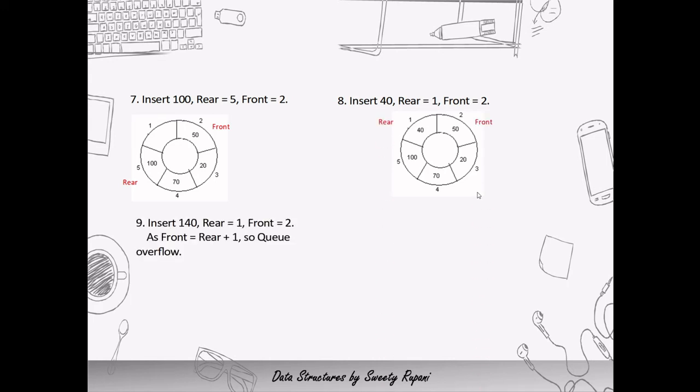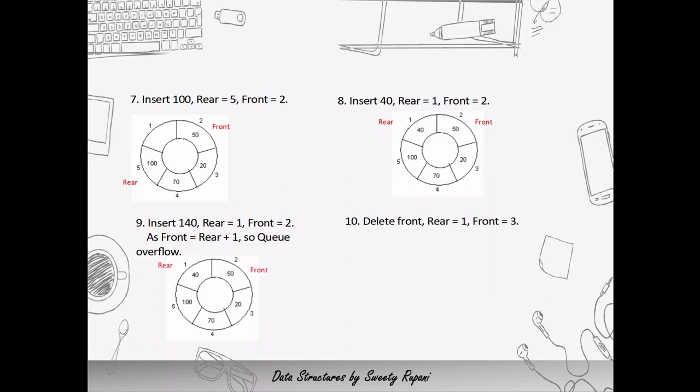Now if we go for one more insertion, of course the queue is full, and at that point of time it will show queue overflow. We will not be able to insert this 140 in the queue because front and rear are pointing to locations where the difference is only 1.